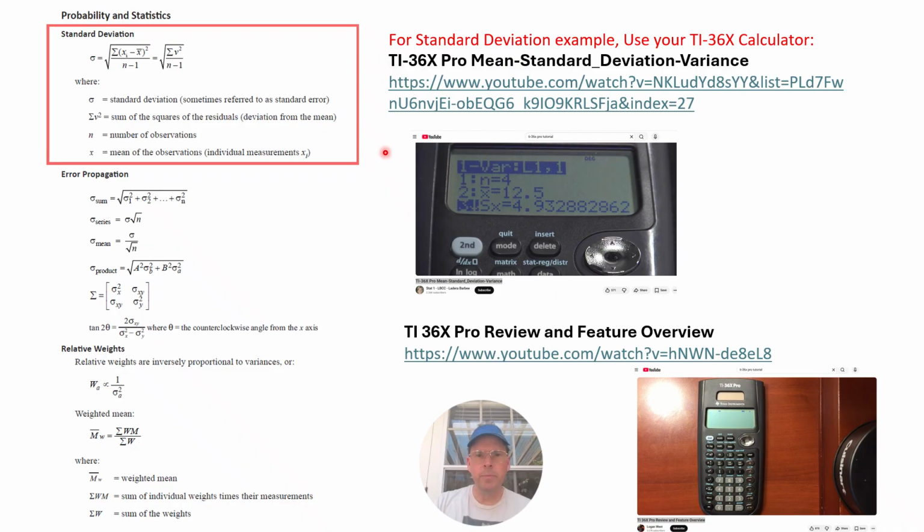Now if you search on this YouTube video, it's called TI-36X Pro Mean Standard. Oh, hold on a second. This one's just on the standard deviation. And the other one, the general one on how to use the calculator, is the TI-36X Pro Review and Feature Overview. And performing a standard deviation on there is just a snap. You can do it real quick.